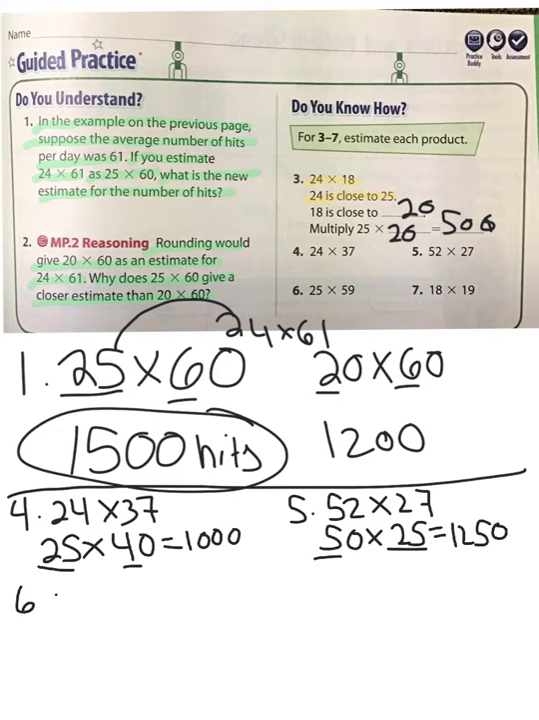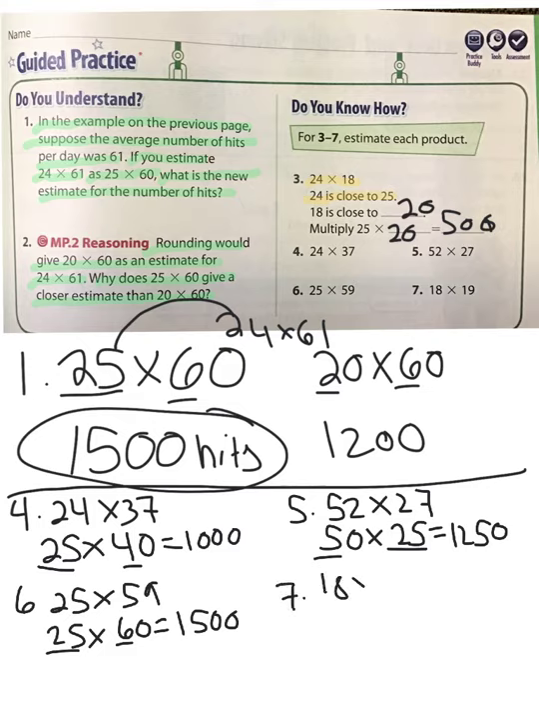Number 6, I have 25 times 59. Well, 25 is going to stay at 25, 59 rounds to 60, and 25 times 6 is 150. Just add your 0. For our last one, number 7, we have 18 times 19. Well, 18 is going to round to 20, and 19 is closer to 20 than 25. So 20 times 20 is 400.